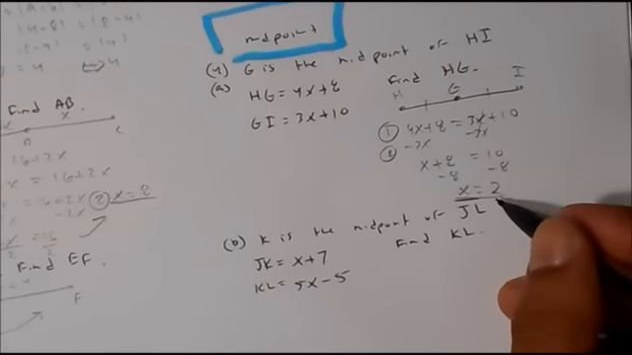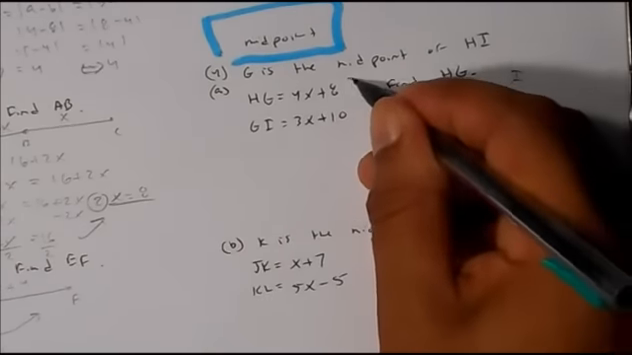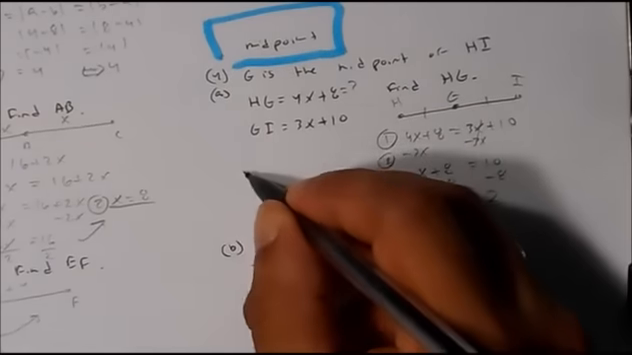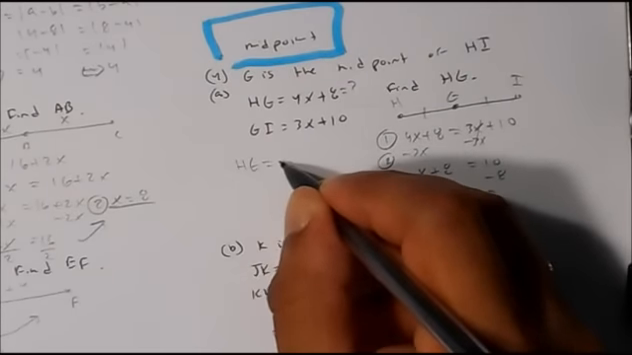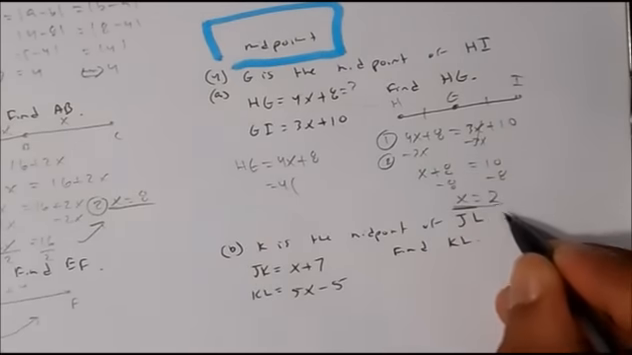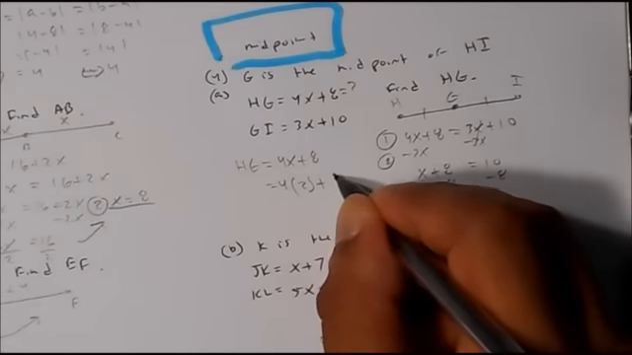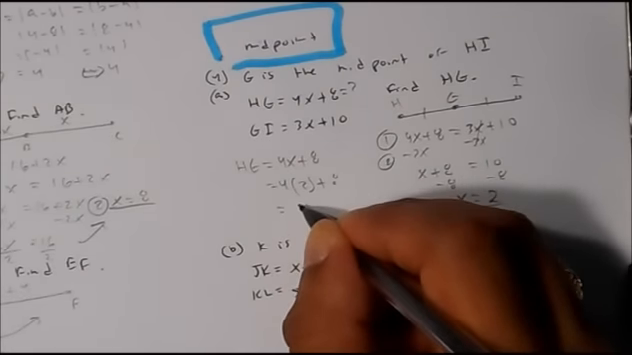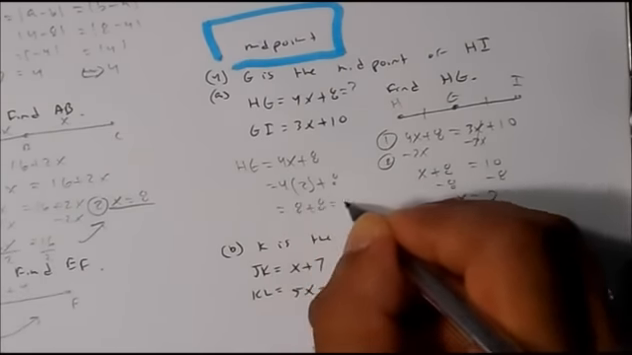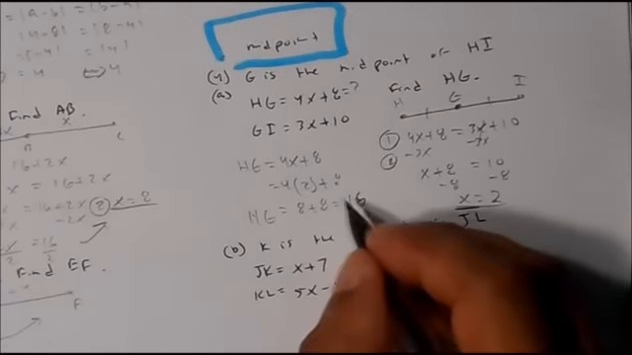Now are we finished there? No, we're not, because we're originally asked to look for HG, which is this. So then HG is equal to 4x plus 8. And so 4 times, replace the x by 2, plus 8 is equal to 8 plus 8, which is equal to 16. And there you go.